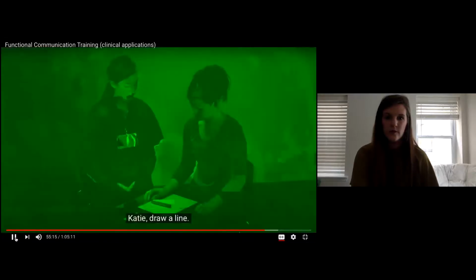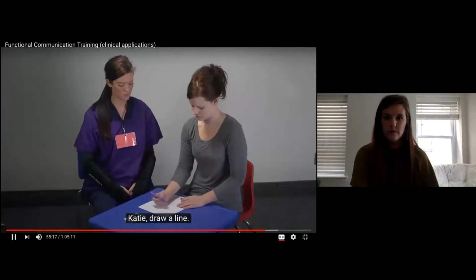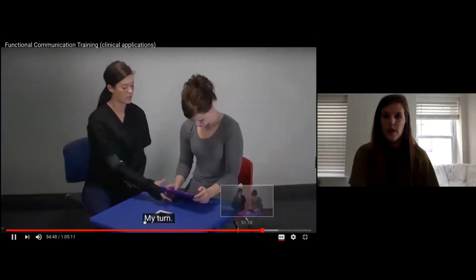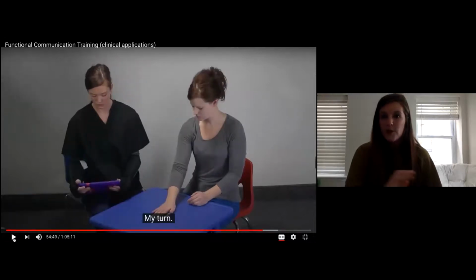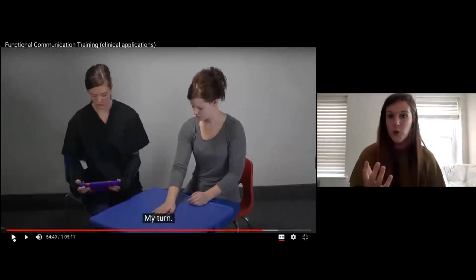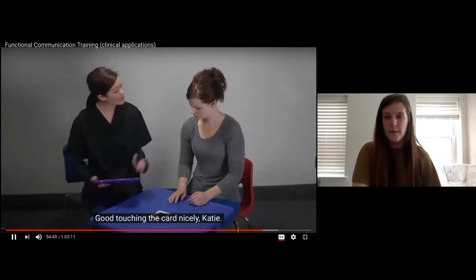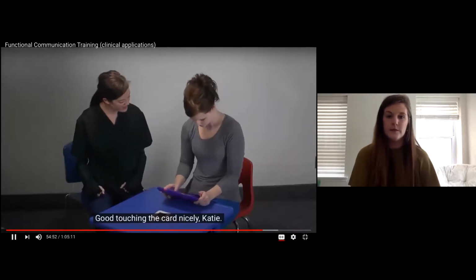Katie, draw a line. Nice job drawing a line. That's right. My turn. So now what they're going to show is how we can start to increase work and increase demands during that time as well. So what you'll see is she's going to go back to using the red and green card to signal when the child can ask for the reinforcement, and using the completion of demands before the child can get access to that reinforcement. Good touching the card nicely, Katie.